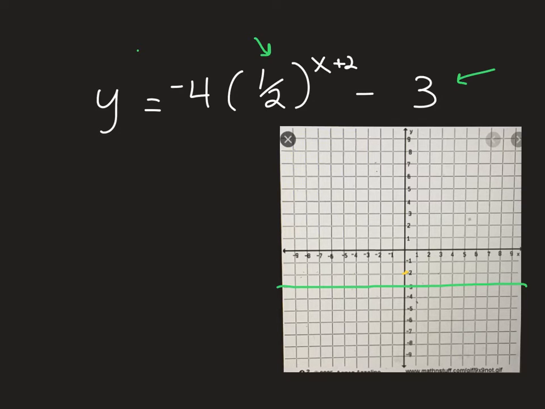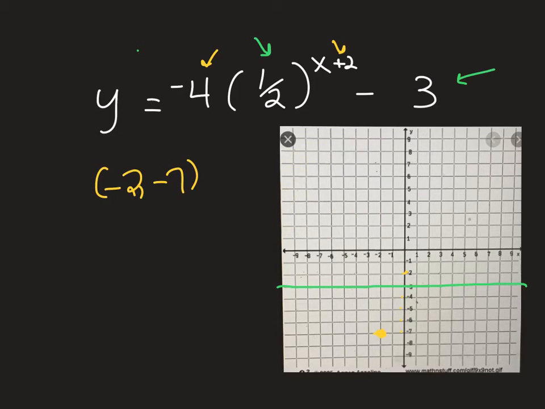But this time, there is a negative 4 in the front, which means first of all, I'm going down 4. There's a plus 2 in my exponent. So I'm going to go down 4, left 2. Remember, opposite. Down 4, left 2 from the asymptote. There's my first point. That first point is at negative 2, negative 7.